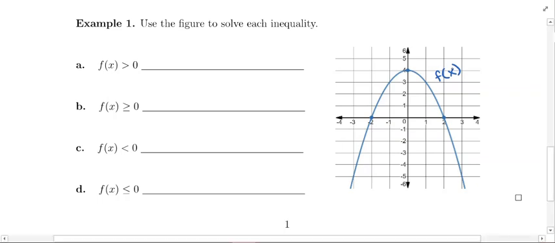All right, so example 1 says use the figure to solve each inequality. In part A, it says, where is f of x greater than 0? Remember, how do you write down an answer? Your answer is going to be x values. So answers for all of these are going to be x values.